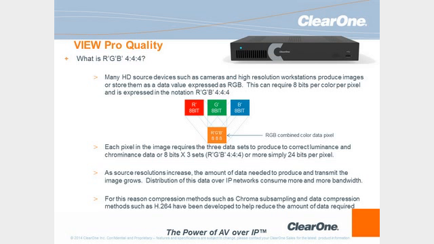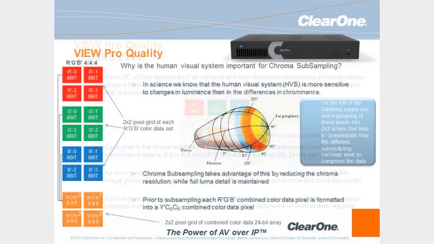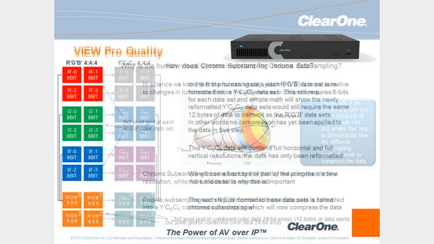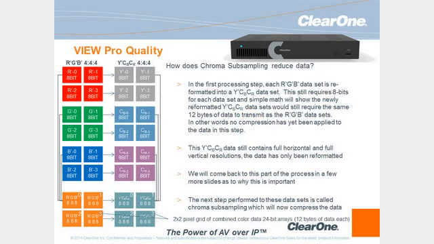So for this reason, there are compression methods such as chroma subsampling and other data compression methods and codecs such as H.264 that have been developed to help reduce the amount of data required. According to science, we know that the human visual system, or HVS, is more sensitive to changes in luminance than to differences in chrominance. Chroma subsampling is a method that takes advantage of this by reducing the chrominance resolution while maintaining full luma.